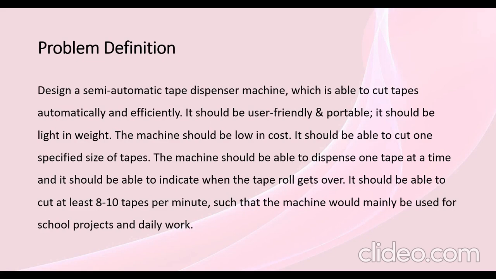Problem definition. A semi-automatic tape dispenser should be able to cut tapes automatically and efficiently. It should be user-friendly and portable. It should be light in weight. The machine should be low in cost. It should be able to cut one specified size of tapes. The machine should be able to dispense one tape at a time, and it should be able to indicate when the tape roll gets over.